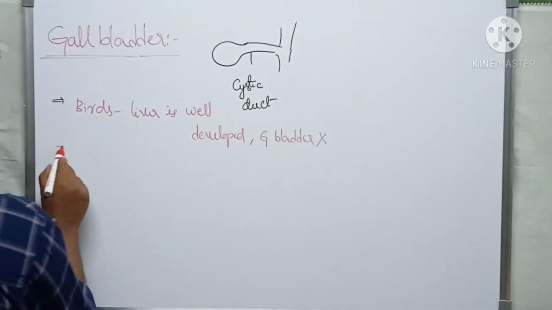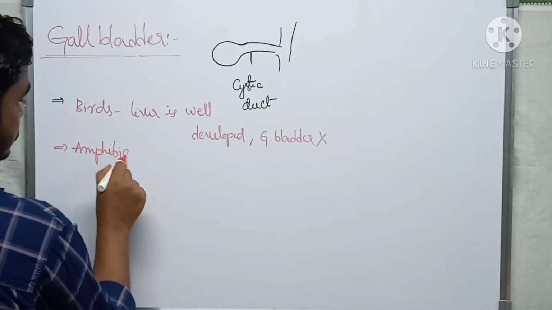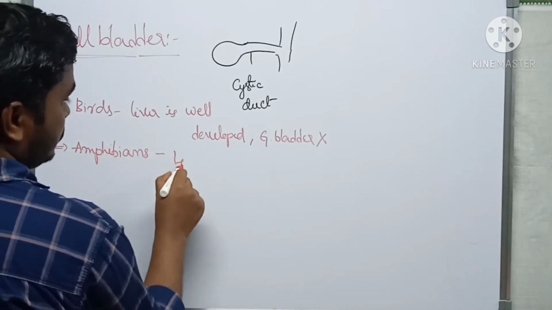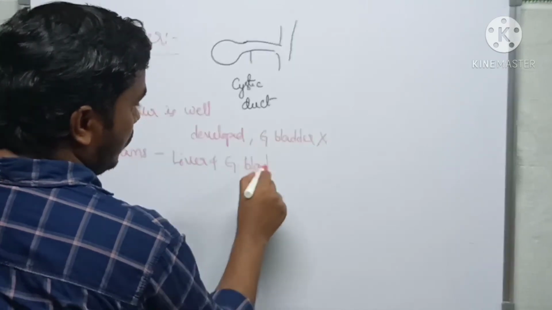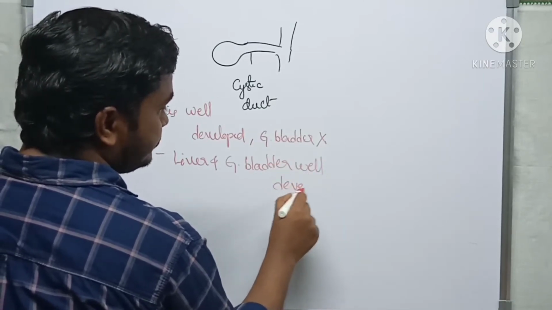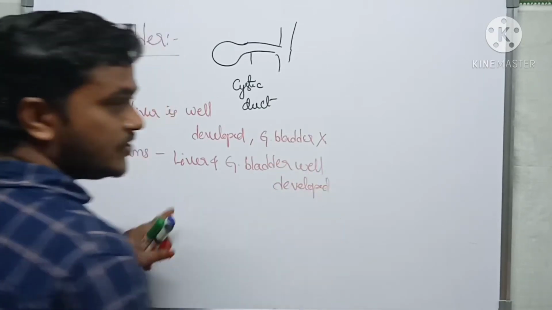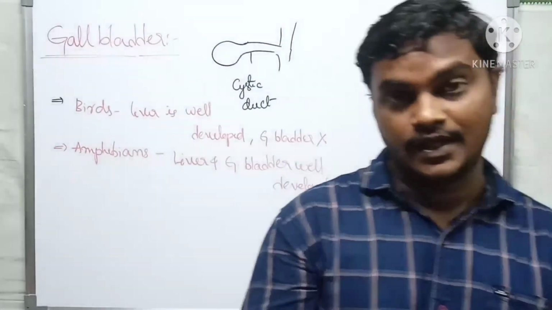In the amphibians, the liver and gallbladder are both well developed. The condition is different in amphibians. The liver is developed and the gallbladder is also well developed.